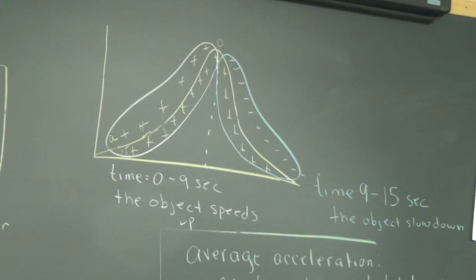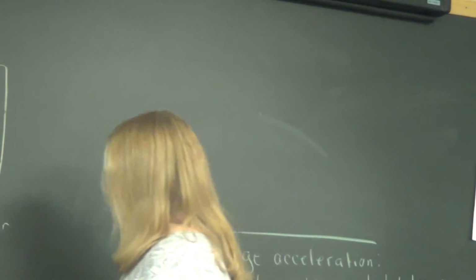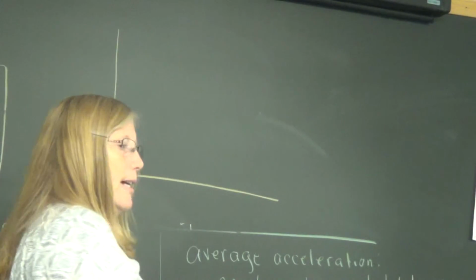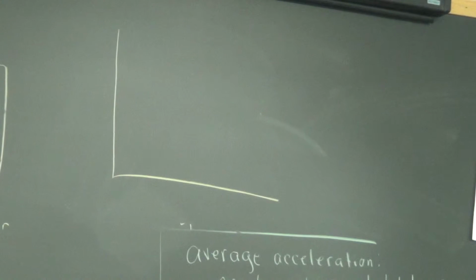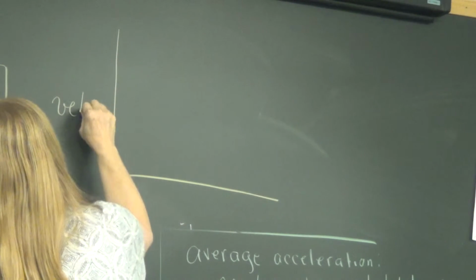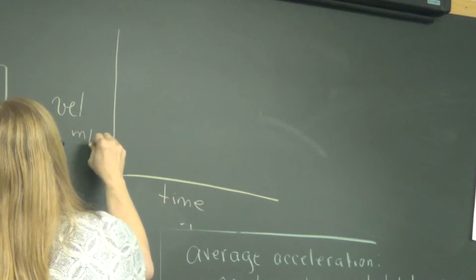So I'm actually going to clear the board. You're doing this in math class and I don't like it. And I'm going to give you a different velocity versus time graph, which is not on your notes, but if you would add it, do you have some room? Velocity versus time. Velocity in meters per second, time in seconds.